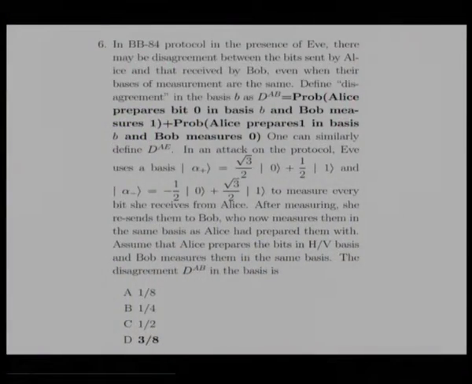Let us look at problem number 6. Problem number 6 is based on BB84 protocol. Here we are asked to find disagreement. Disagreement is already defined in the problem, which is probability of Alice preparing bit 0 in basis B, but Bob measures 1, plus probability of Alice prepares 1 in basis B and Bob measures 0. Here there is attack launched by Eve, where Eve uses a different basis. Let us calculate the disagreement AB.